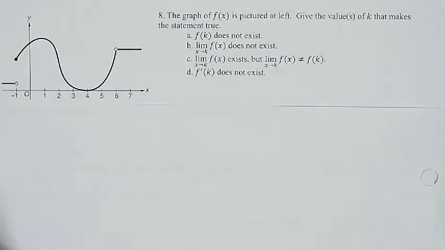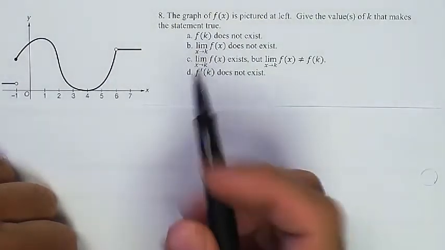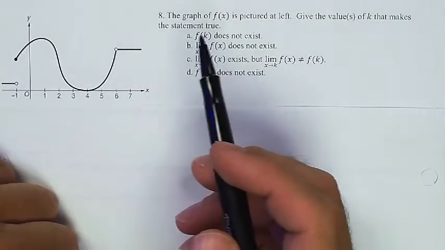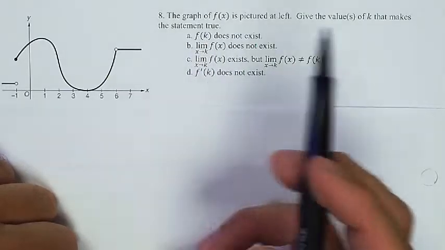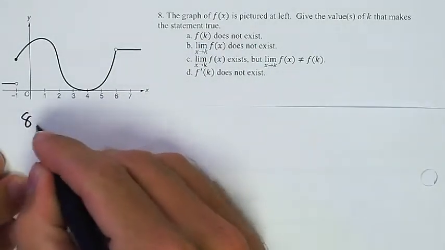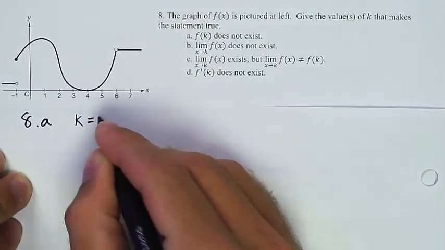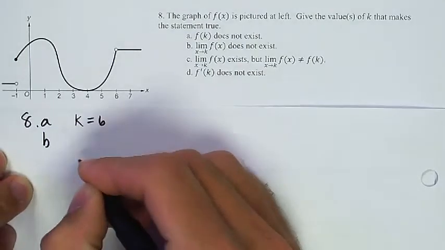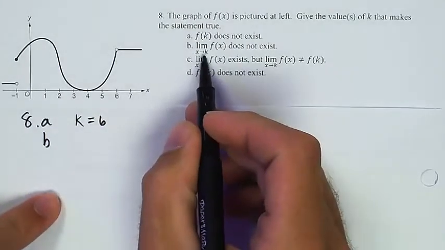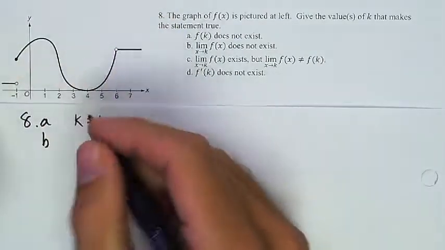All right. Now, the graph of f is pictured at left. Give the values of k that make the statement true. Okay, basically this is asking where is f undefined? What are the x values where f doesn't exist? And I think that's going to be 6. So 8a is k equals 6. For b, okay, where does the limit not exist? That's at negative 1, right? I'm approaching two different things from the left and from the right.